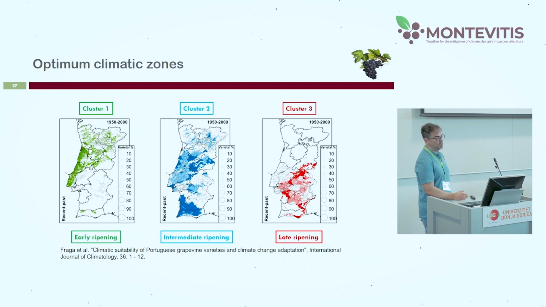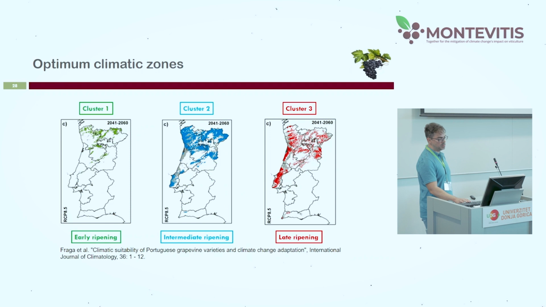So we established 3 groups within these 40 varieties, and one group, which is the varieties that require less heat, will tend to shift towards cooler regions. Basically all of the varieties will tend to shift to cooler regions. Nonetheless, some will shift more than others. This is the differences between the maps.